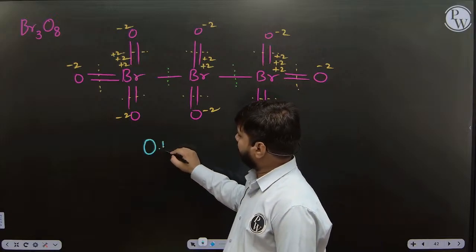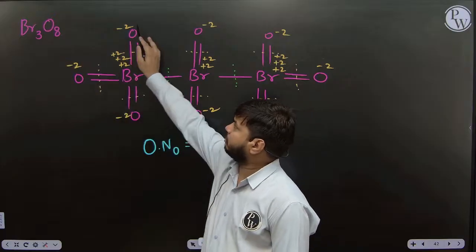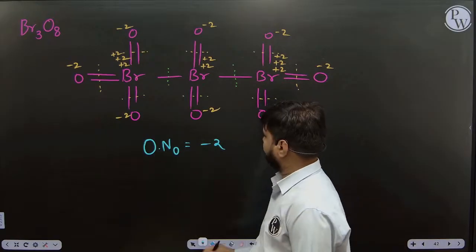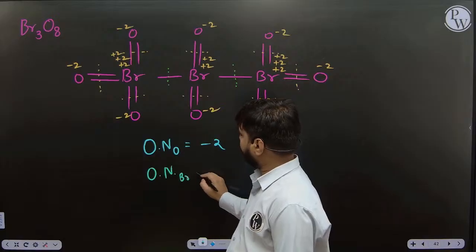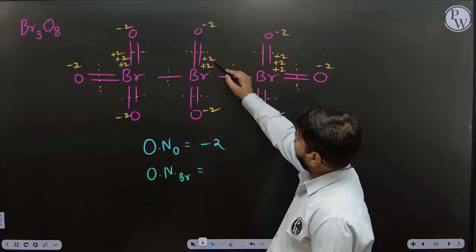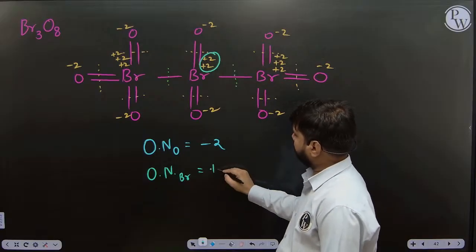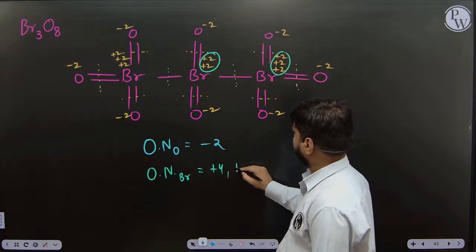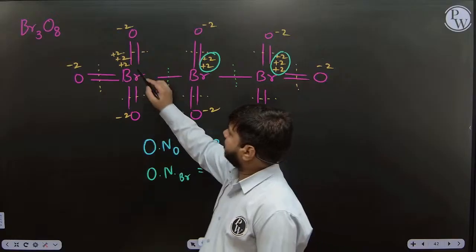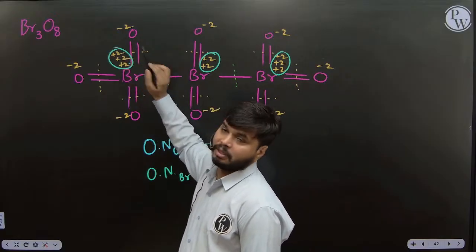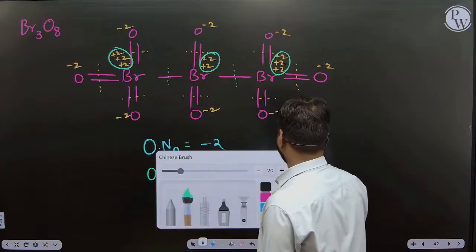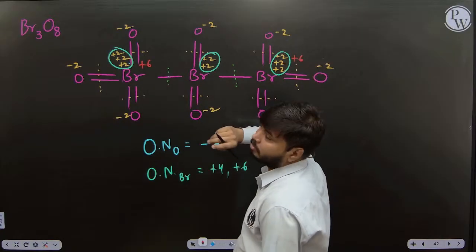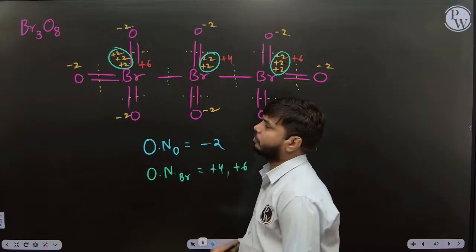So let's talk about the oxidation number of oxygen. Here -2, -2, -2, -2, -2, -2, -2, -2. Okay, everywhere it is -2. But if we talk about the oxidation number of bromine, look, here +2, +2, +2, +2. Here when you see +2, +2, +2, the oxidation number is going to be +6. Okay, +6. So ultimately we have two bromine atoms with +6 oxidation number, while one bromine atom has +4 oxidation.